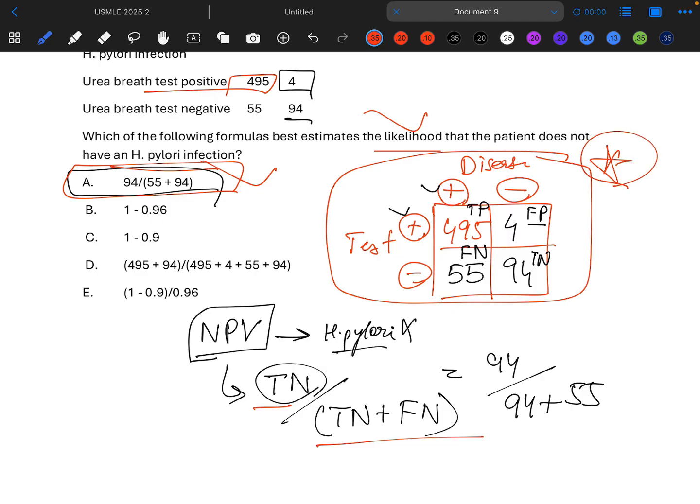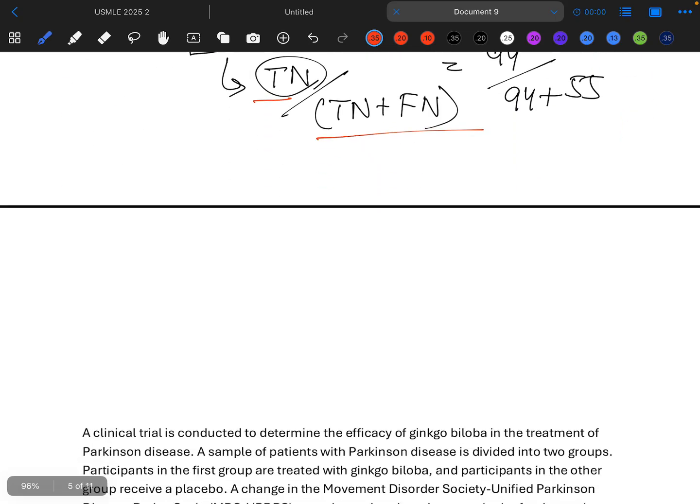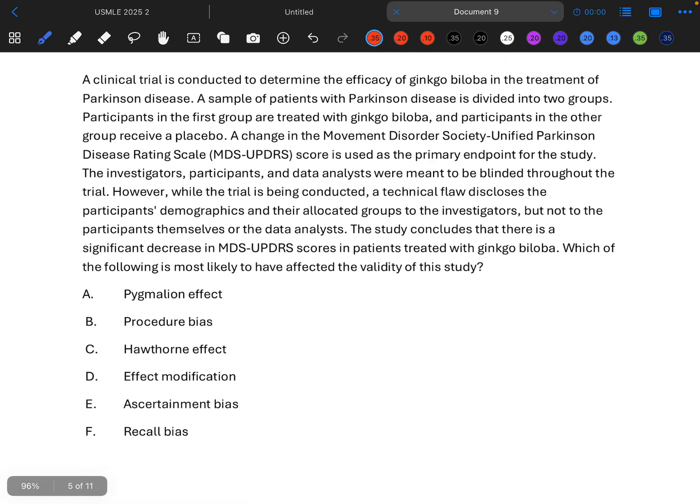Our next question is about a clinical trial conducted to determine the efficacy of ginkgo biloba in the treatment of Parkinson's disease. A sample of patients with Parkinson's disease is divided into 2 groups. The participants in the first group are treated with ginkgo biloba and the participants in the other group receive a placebo. A change in the Movement Disorder Society Unified Parkinson's Disease Rating Scale score is used as the primary endpoint of the study.